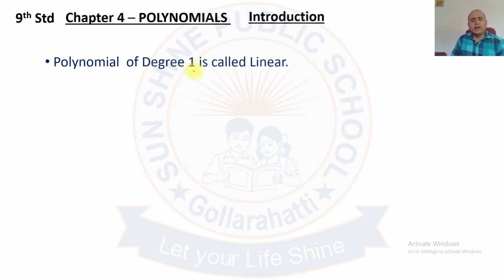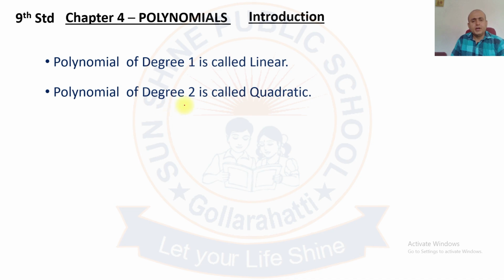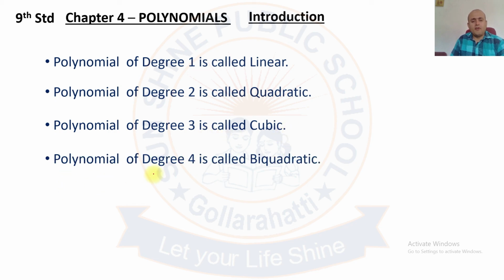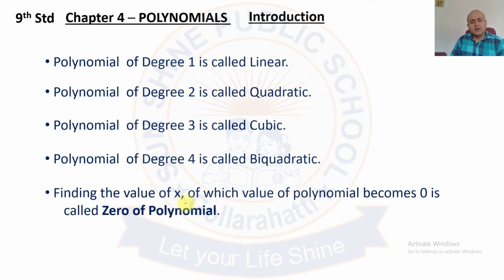A polynomial of degree 1 is called linear. A polynomial of degree 2 is called quadratic, a polynomial of degree 3 is called cubic, and a polynomial of degree 4 we call biquadratic. While finding the value of x for which the value of the polynomial becomes 0, that number, the value of x, we call a zero of the polynomial.